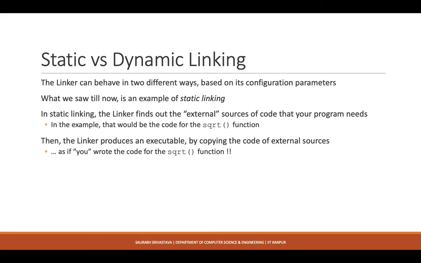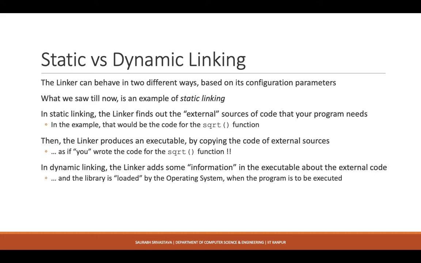So if you see the final executable, you would feel that it was you who wrote the sqrt function, because the code for sqrt has been copied from the math library to your executable. Now, in dynamic linking, the linker doesn't copy the code from that library. It adds certain information in the executable about where exactly this code will be available when the program is executed, because you only need the sqrt function when you execute your program, not when you are creating the executable.